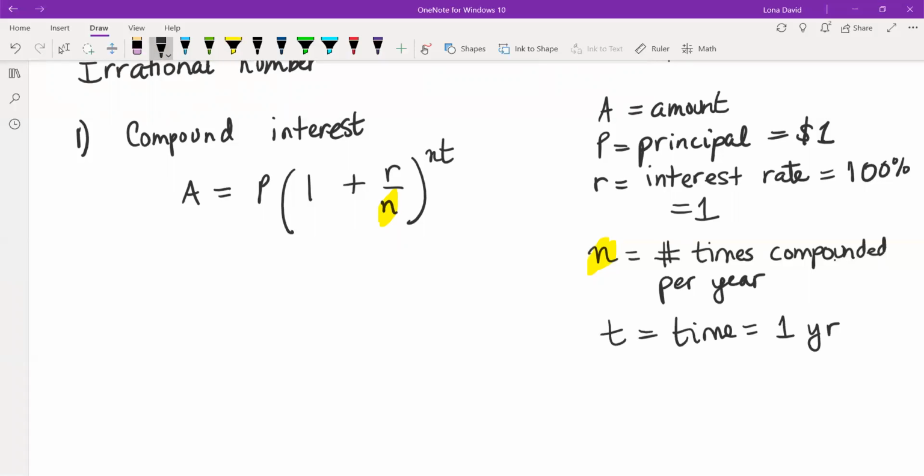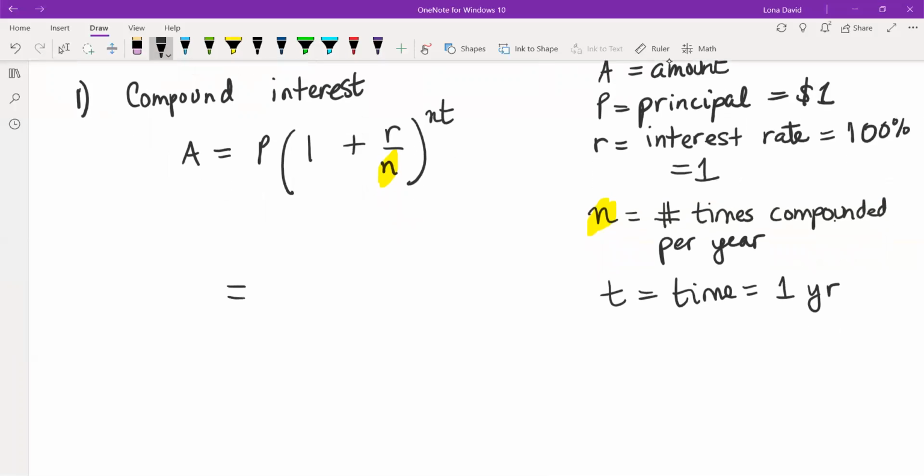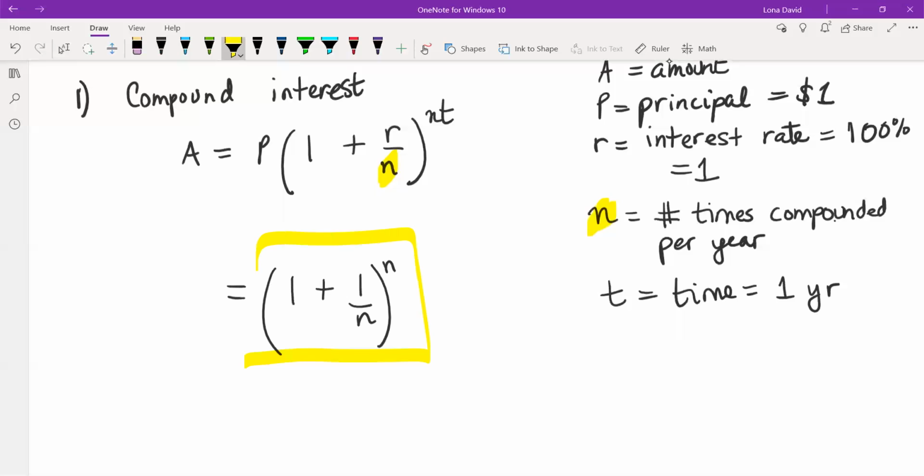All right, so if I were to simplify all of this, I could write it as 1 plus 1 over n, to the n. Okay, I hope that makes sense, because I've replaced some of these numbers with 1s, and the P went away because it's a 1, so we don't need to write it. The t went away because it's a 1, and we don't need to write it. So this is the simplest form of this formula that you could ever have, basically.